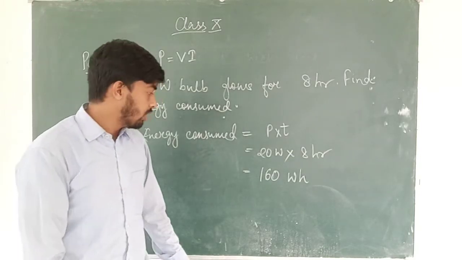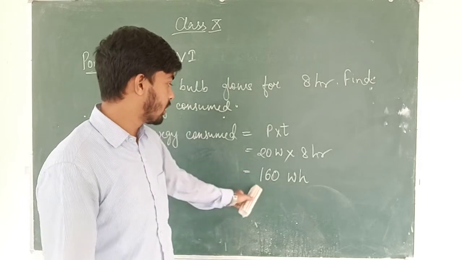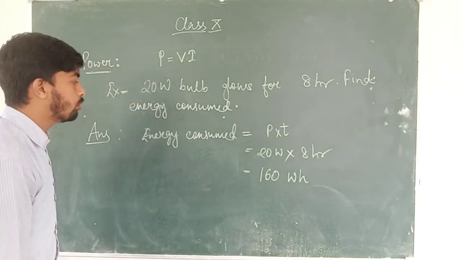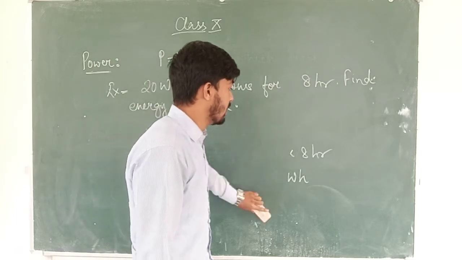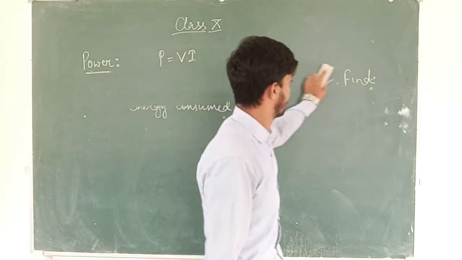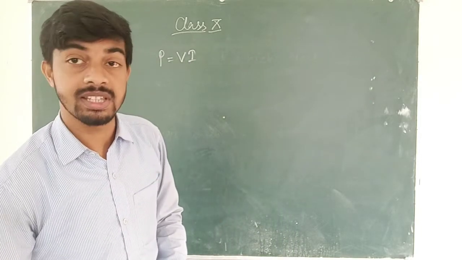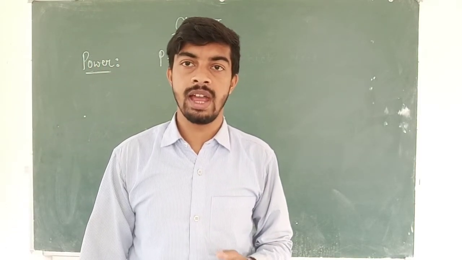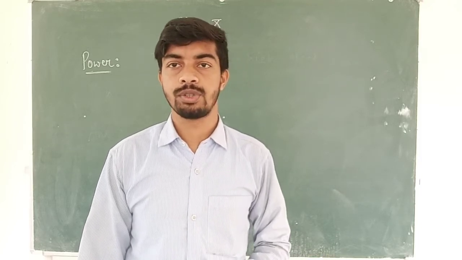Now this energy, this watt hour, is a very small quantity. This much energy is a very small unit by comparison. So to make it convenient for the consumer, when energy is used for commercial purposes, like our electricity bill, the watt hour unit is very small.